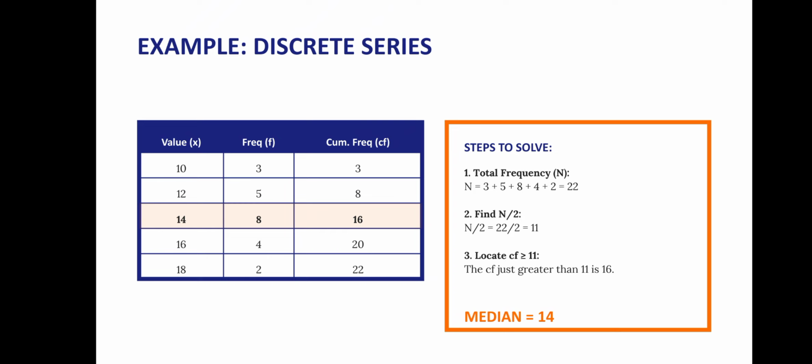So here the value of n is 22. Our median position is n by 2, in the case of a table. So it is the 11th observation, and our cumulative frequency should be greater than or equal to 11. The CF just greater than 11 is 16, as you can see, it is already highlighted in the table. So our median here is 14. The respective value of CF is 16 here. The respective value of x is the median, because CF just shows the ranking and the x value is the median here.